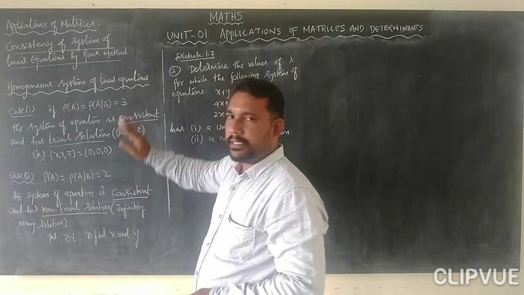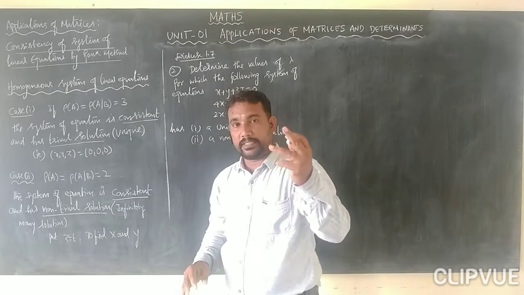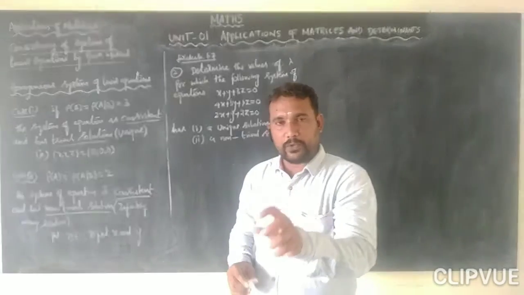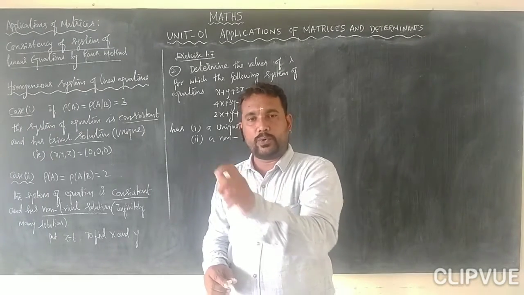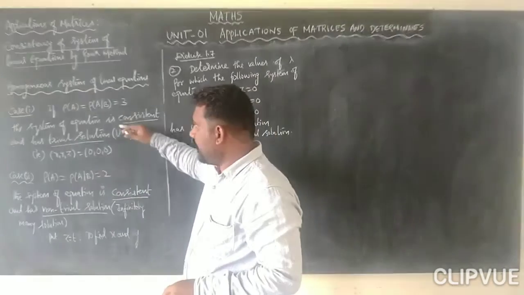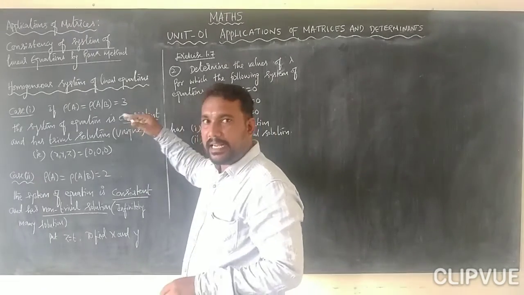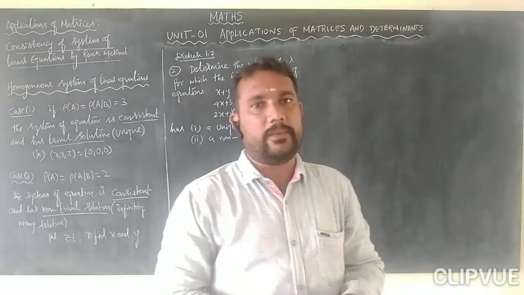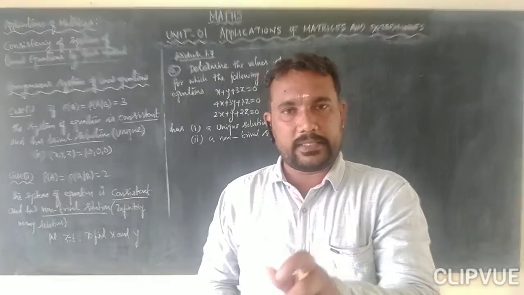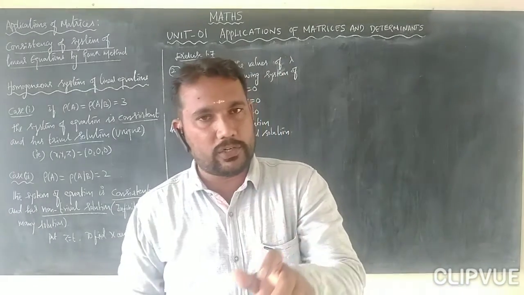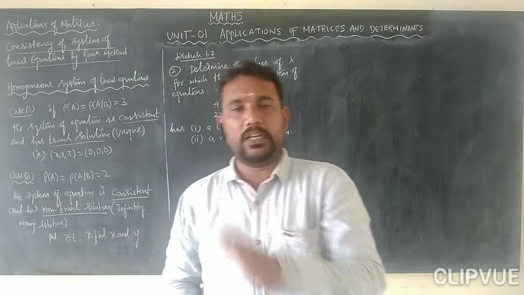There are three cases: case 1, case 2, case 3. Case 1: if ρ(A) = ρ(A|B) = 3, the rank of the matrix is 3. The system of equations is consistent and has a trivial solution. Trivial solution means a unique solution, that is, (x, y, z) = (0, 0, 0). X is equal to 0, y is equal to 0, and z is equal to 0.